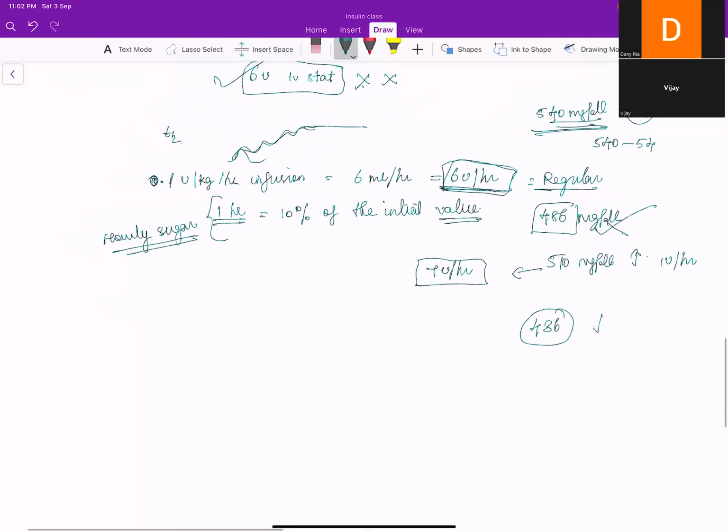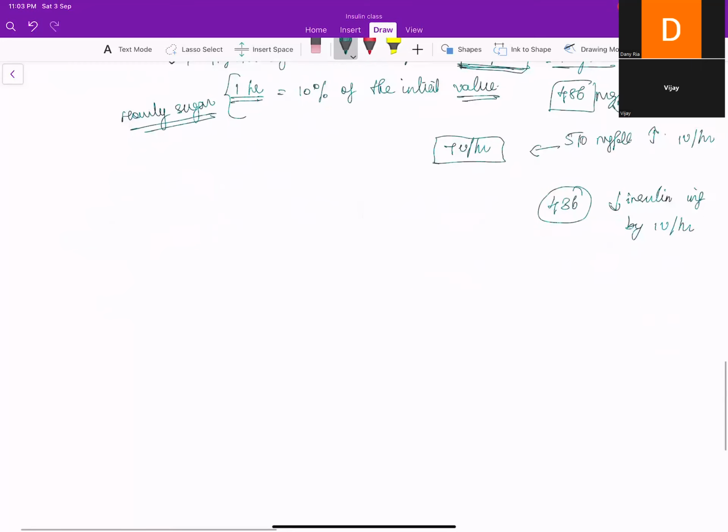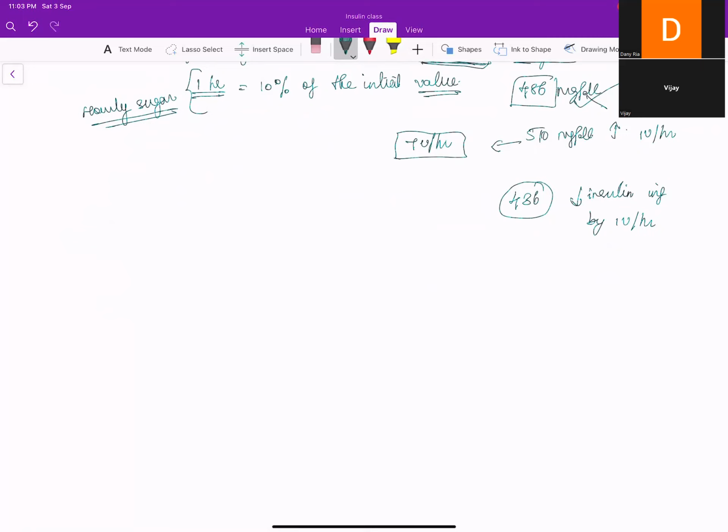In that case, you have to reduce the insulin by 1 unit per hour. So it means that only 10% of the initial value should fall now. The fall should not be more, and the fall should not be less. If the fall is less, you have to increase the insulin dose. If the fall is high, you have to reduce the insulin dose. Everything by 1 unit per hour, and recheck after 1 hour. Recheck every hour.